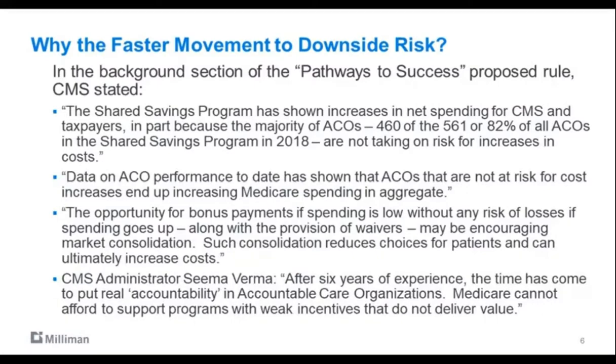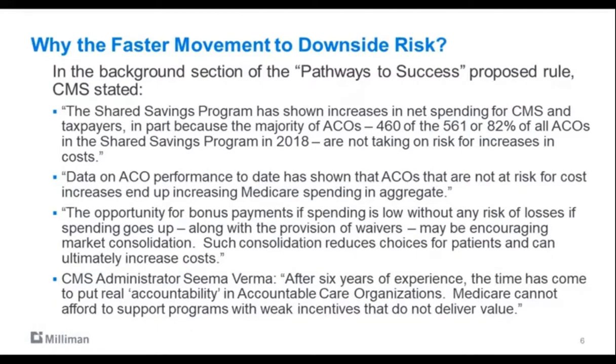And why is CMS in particular pushing this faster movement to downside risk? It's also being pushed on the commercial side, Medicare Advantage side, with risk contracts, but for CMS, these are some quotes in their Pathways to Success proposed rule, which came out last December. The shared savings program, according to them, has shown increases in net spending for CMS and taxpayers, in part because the majority of the ACOs, 82% of them, were in upside only. We're not taking downside risk.